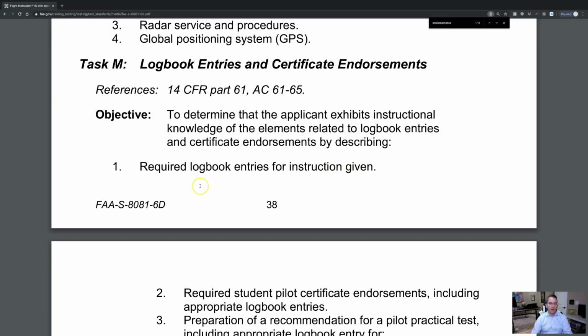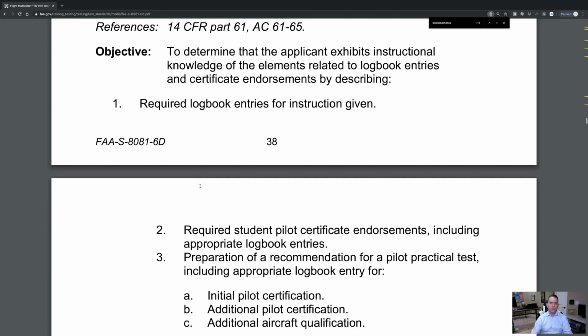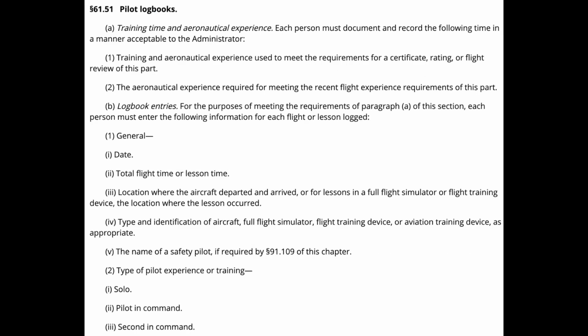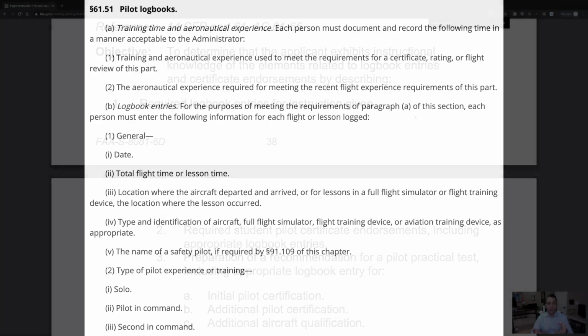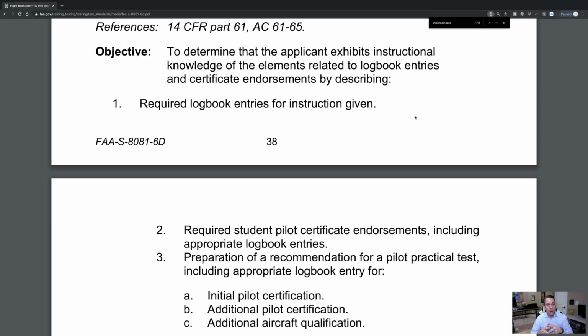But let's look at the very first one that we have here. The first one is required logbook entries for instruction given. Now, this is going to come from two different places. One of them is going to come from 14 CFR 61.51. 61.51 is the reg which talks about how to fill out logbooks. And you just go step by step. It tells you how to log dual training, how to log IFR, and so on and so on. So 61.51 tells you, the instructor, how to fill out a logbook.